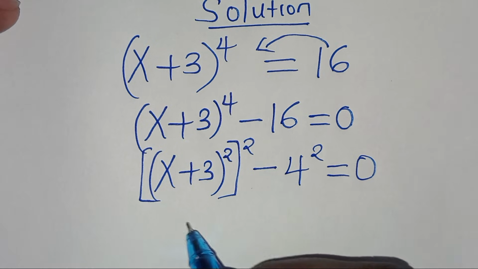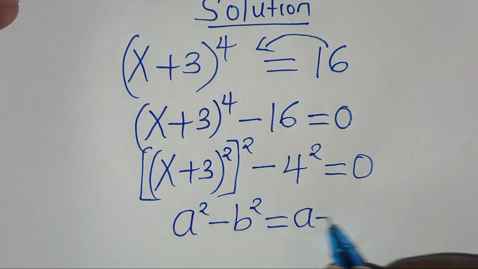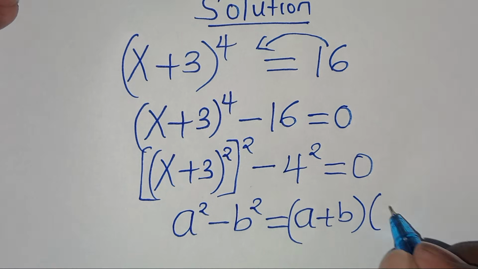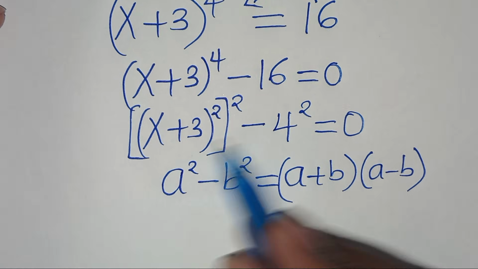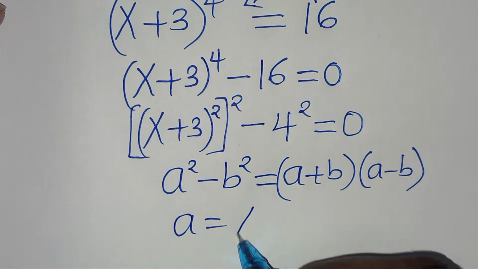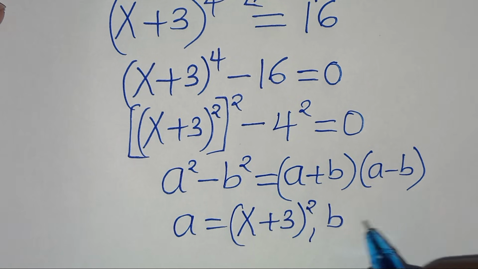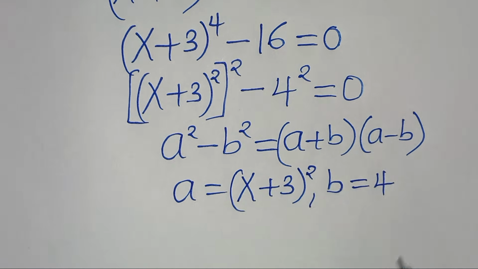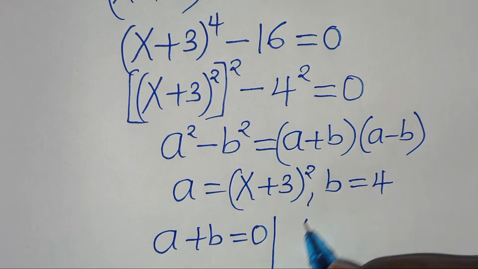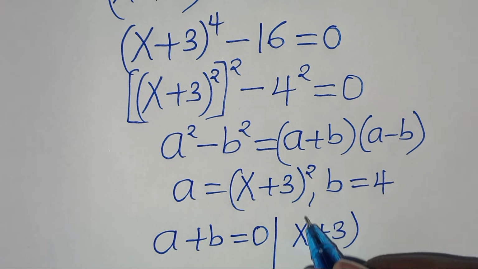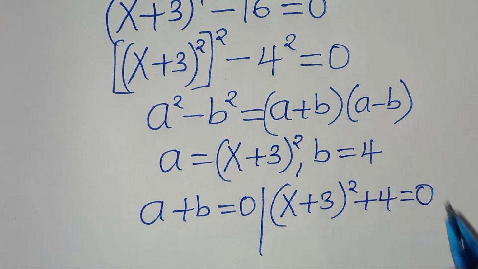This equation is of the form a^2 - b^2, which we can express as (a + b)(a - b). Applying this identity, a is equal to (x + 3)^2, and b is equal to 4. So we have a + b equal to 0, the same thing as (x + 3)^2 + 4 = 0. Let's call this case 1.